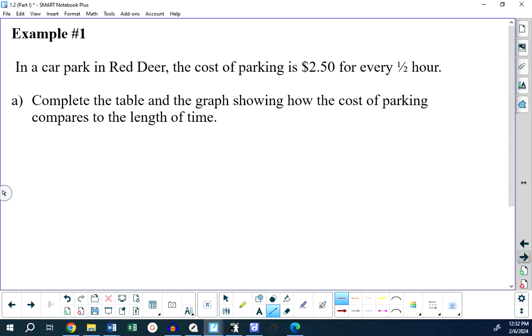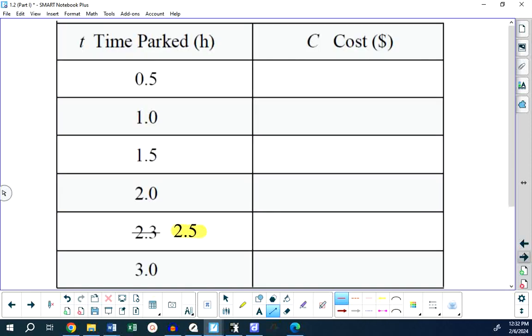So the first example says in a car park in Red Deer, the cost of parking is $2.50 for every half hour. Complete the table and the graph showing how the cost of parking compares to the length of time you park. And there's a typing mistake in your handout. Down here it says 2.3. It should say 2.5. So make sure you change that to 2.5.